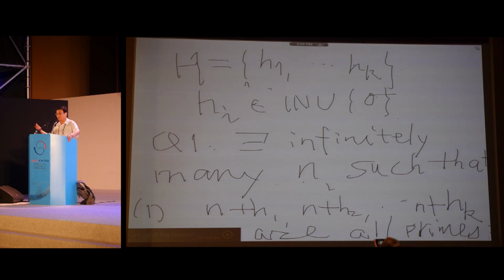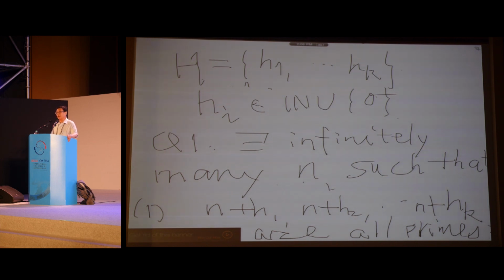Let's look at a special case. If H just consists of two numbers, 0 and 2, then that just means n is a prime and, meanwhile, n plus 2 is also a prime. If this is true for infinitely many n, that is the twin prime conjecture. But we can see that this is not always true for any set H like this.